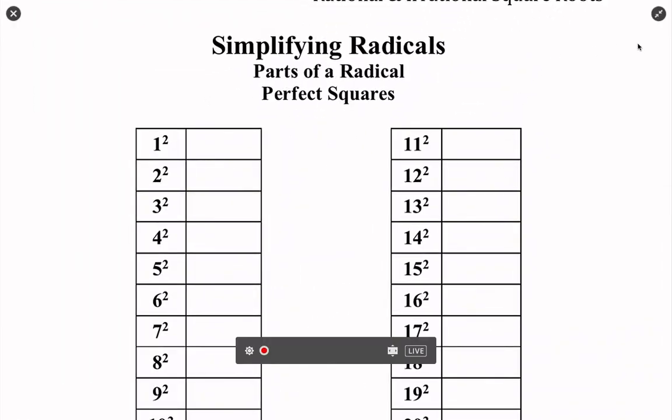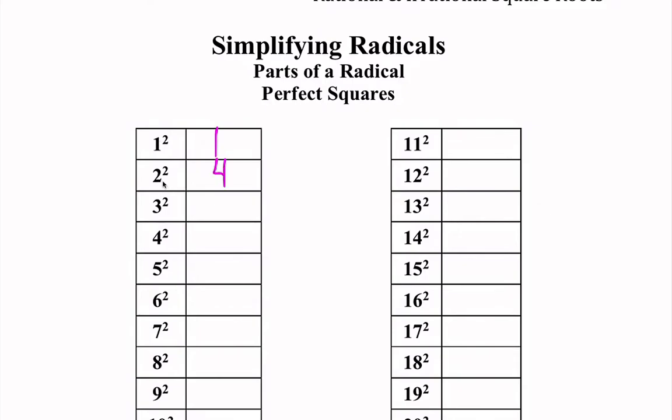Hey guys, today I'm going to teach us how we can simplify radicals. In order to do that, first we're going to figure out what our perfect squares are. Perfect squares are numbers that you can multiply a number by itself to get this number. So, for example, I know 1 is a perfect square because 1 times 1 is 1, 1 squared. 4 is a perfect square because 2 times 2 is 4.